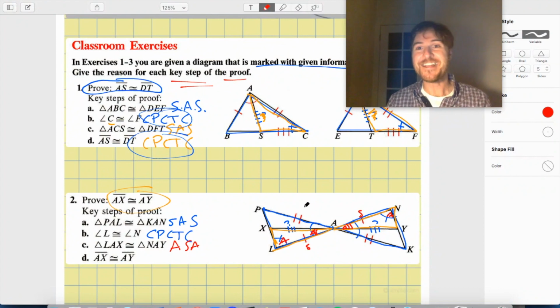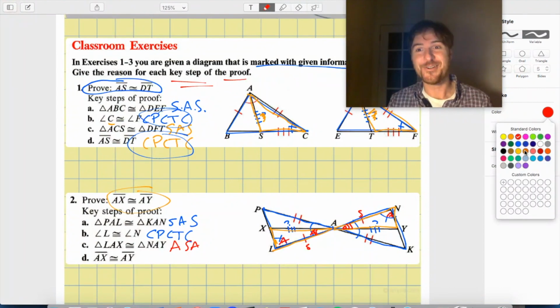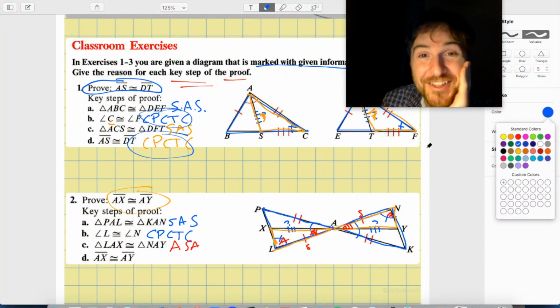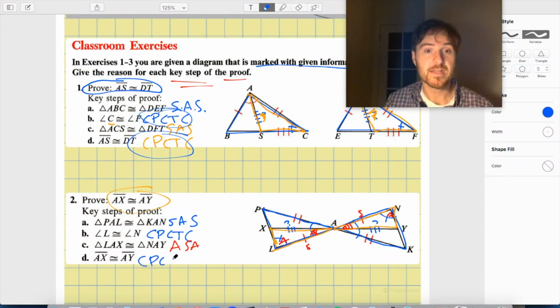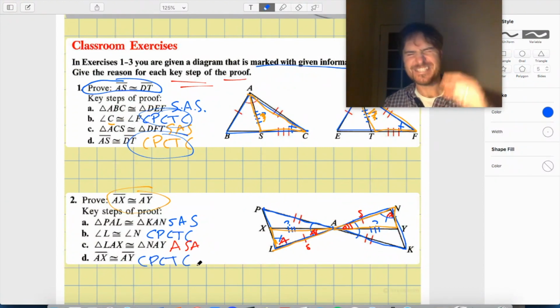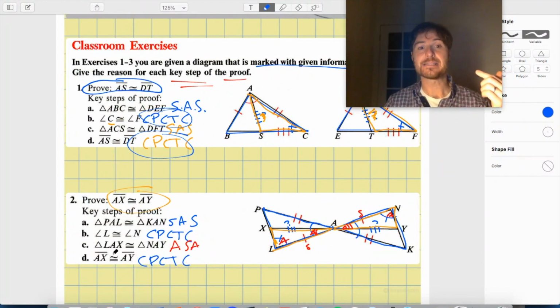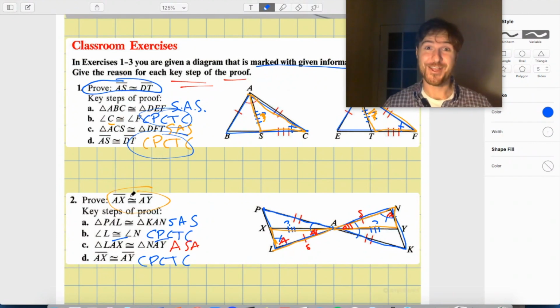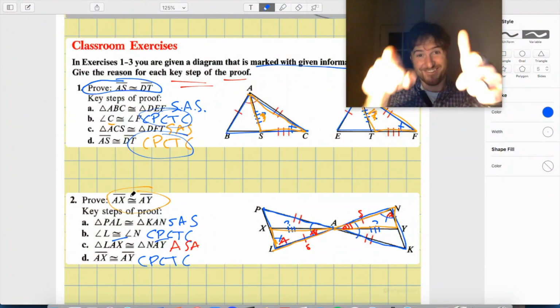And so the nicest thing is, the answers to all the D's should be what? Should be CPCTC. That's right, CPCTC. We got it because AX and AY are corresponding sides of congruent triangles. So we know that corresponding parts of congruent triangles are congruent.